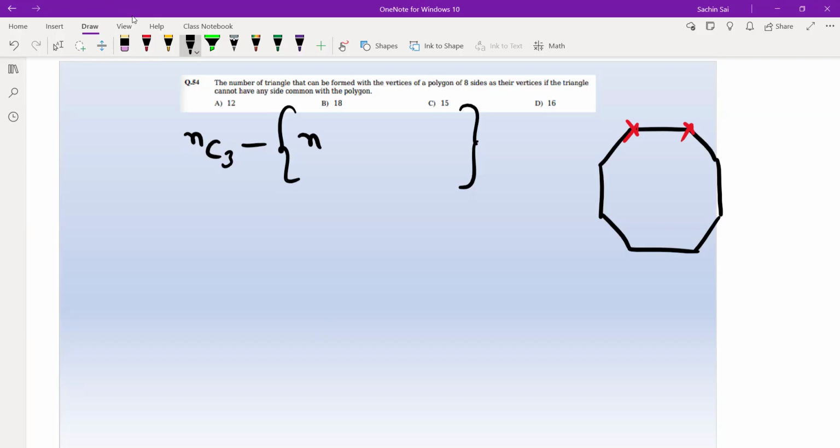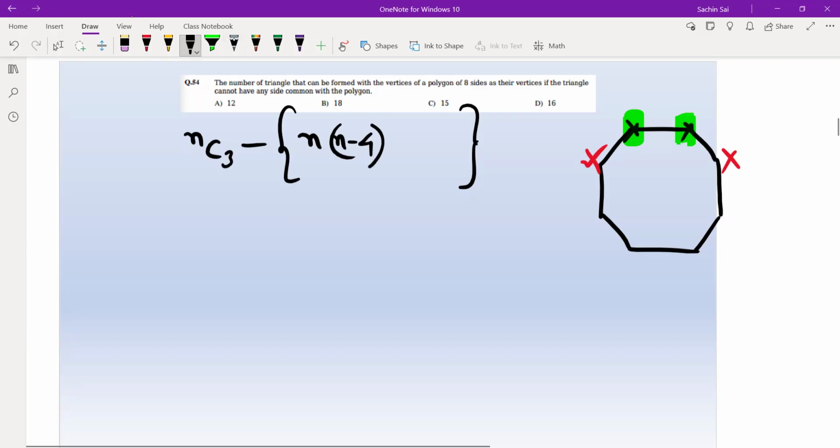Now, each time you pick two consecutive vertices, the number of ways in which you can select the third vertex becomes n minus 4 because these two vertices are already taken and you cannot take any vertex that is adjacent to them. So out of n vertices, two are already selected and two more are not to be taken. So you can pick the third vertex from the other n minus 4 vertices, right? So this is n into n minus 4. This is the number of triangles in which exactly one side is common.